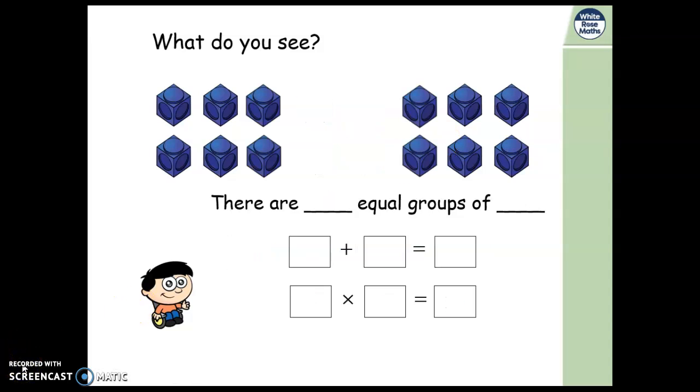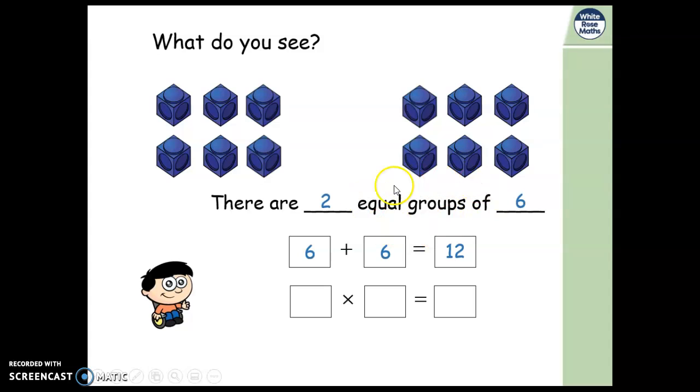Now the groups have changed. We have two groups of 1, 2, 3, 4, 5, 6. We've got two groups, 6 add 6, and we know the answer is 12 because we haven't added any cubes, we haven't taken any away. It's the same as before.